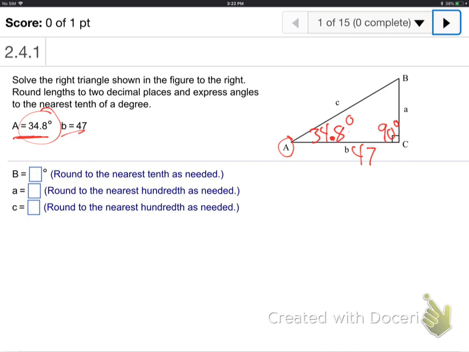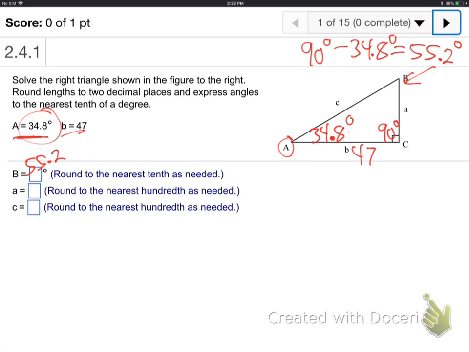So I can find the one up here by taking 90 degrees minus 34.8, and that's going to be, what's that, 55.2 degrees? Yeah, 55.2 degrees. So this one up here will be 55.2 degrees. We good so far? So we found the other angle. That's the first thing they want, so that's their first answer here, 55.2 degrees. Let me just get that out of the way. So we got that.